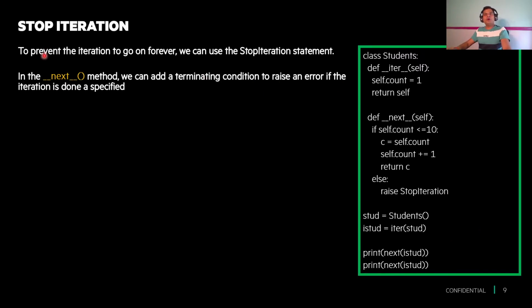The next thing, I promised that we'll be talking about StopIteration. Whenever we say next, next is going to bring the next item in the sequence. So where is the end?